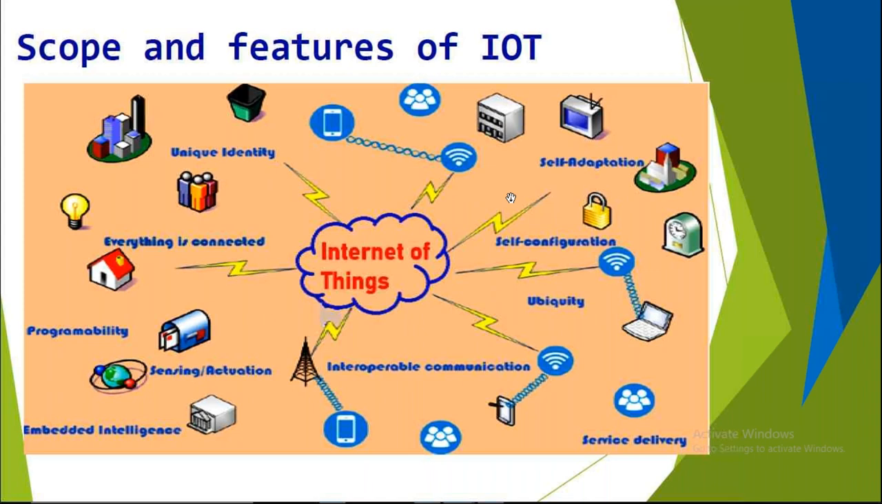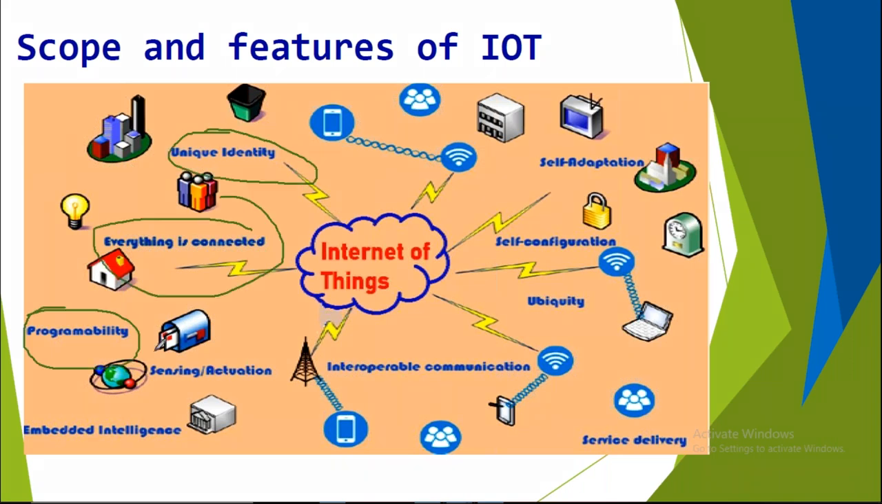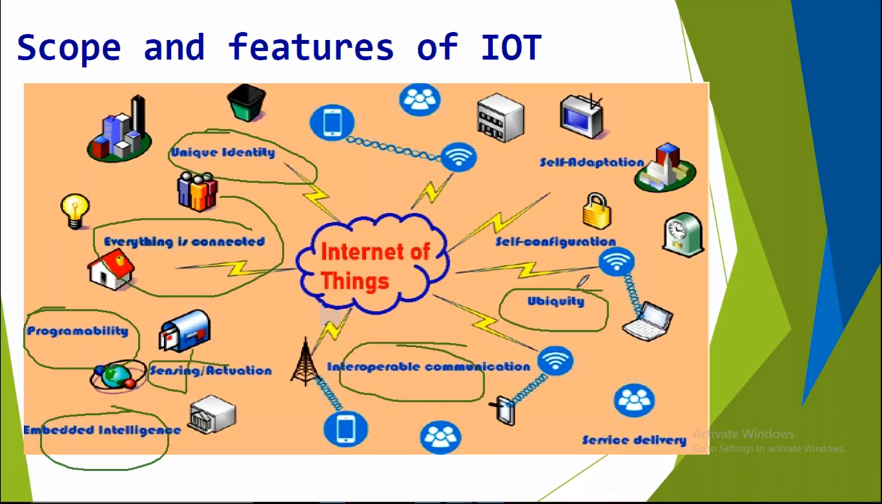So here are the features. One feature is unique identity. Then everything is connected, that is another feature. Programmability, so sensing and embedding intelligence. Interoperable communication, from any place, anywhere, anytime, anyone. And then self-configuration, self-adaptation, and service delivery finally. These are all the scope and features of IoT.